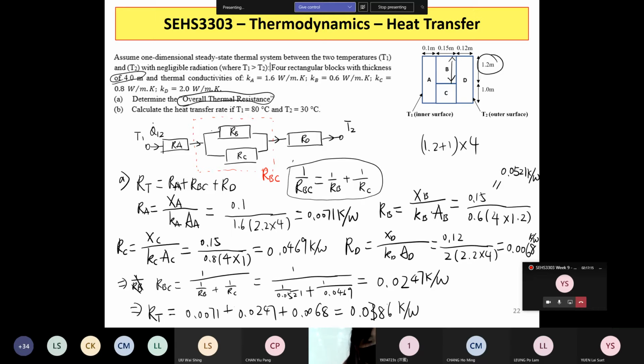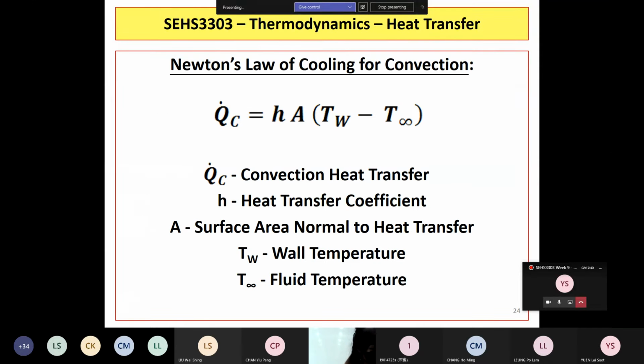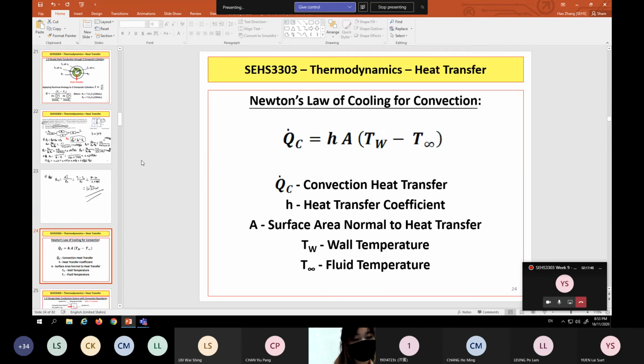Okay, at this point, you should know how to calculate the overall thermal resistance as well as the heat transfer rate by using this overall thermal resistor. Okay? Up to now, any problems? Can you follow? If no, I will continue.